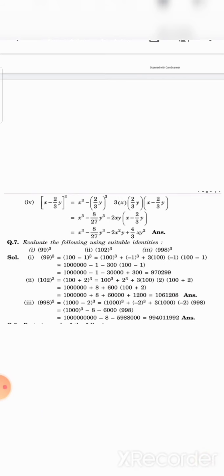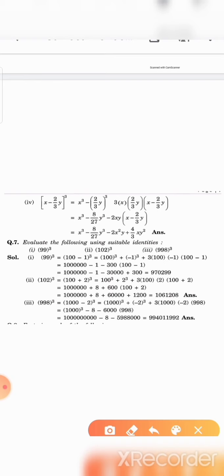So substituting the expansion of identity number 6, we write this step as 100 cube plus minus 1 cube plus 3 into 100 into minus 1, and in the bracket 100 minus 1. Simplifying the step and bracket multiplication, subtraction and addition, lastly we get the answer 970299. Similarly, here solving these two questions, 102 whole cube and 998 whole cube.